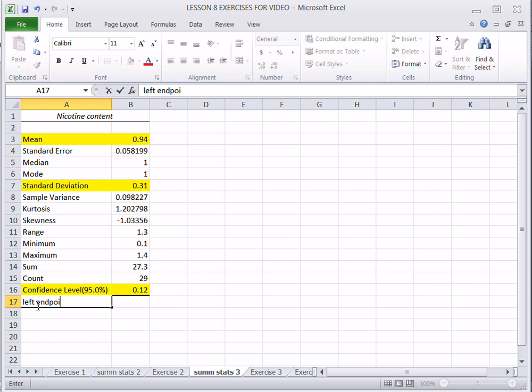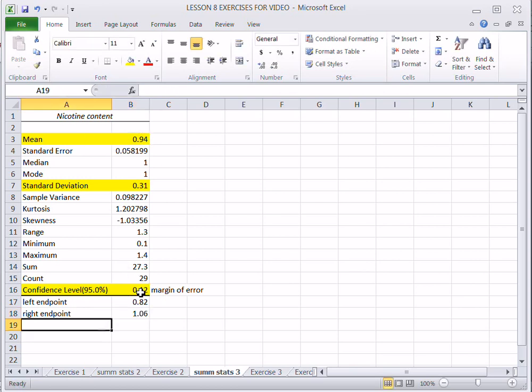The left endpoint of the confidence interval is the mean minus the margin of error. Let's remind ourselves this is the margin of error. And the right endpoint is the mean plus the margin of error. So we see then that the 95% confidence interval is between 0.82 and 1.06.